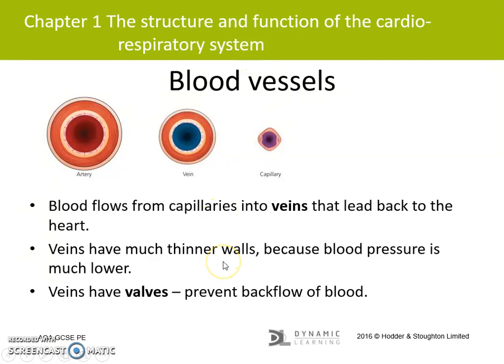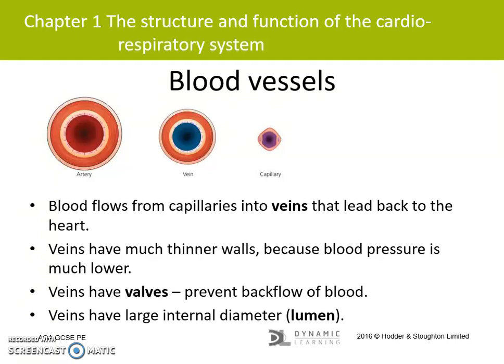Veins also have valves. Again, V for vein, V for valve. So veins have valves, and that prevents any blood flowing backwards. And veins also have a much larger lumen. So this middle part here is a lot larger in a vein. That's one of their key characteristics.